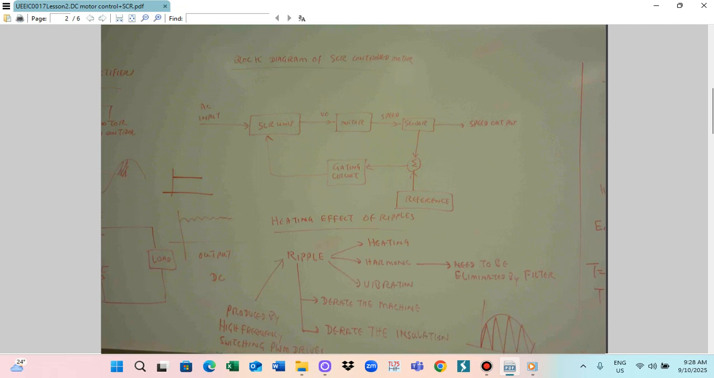So this is for the SCR. In industry, we use a single phase or three phase. So this is for the three phase. Input three-phase AC supply, and we change to DC. So DC output will be like this. So this is DC. So this is our ripple output.